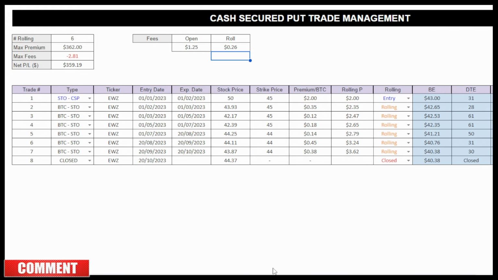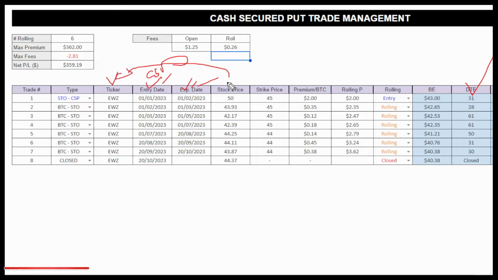Okay, so basically, let's say, for example, on 4th of January 2023, we want to trade a cash secured put on the ticker symbol EWZ. It tracks the performance of the Brazilian ETF, which tracks pretty much the main stocks in Brazil. We sold one cash secured put option to expire on 4th of February 2023, and as you can see, this is a 31 DTE. The ETF at that time was trading at $50, of course way above what it's trading right now.